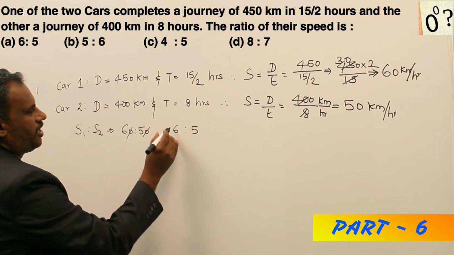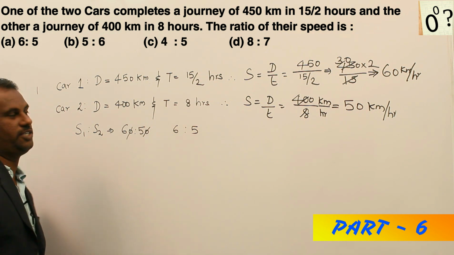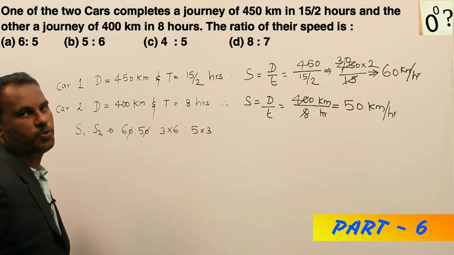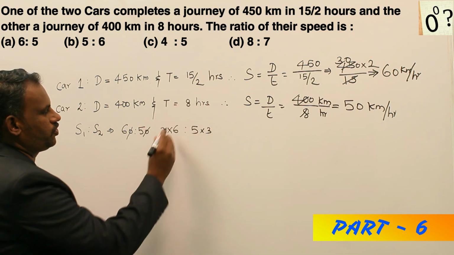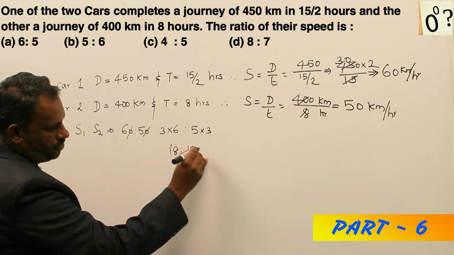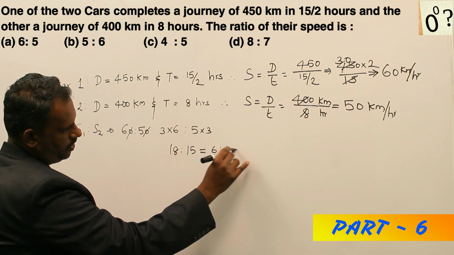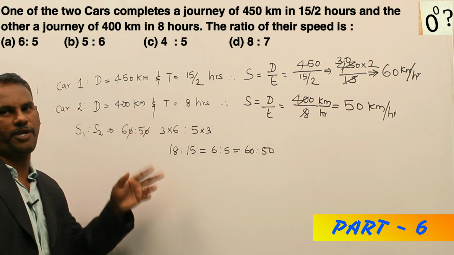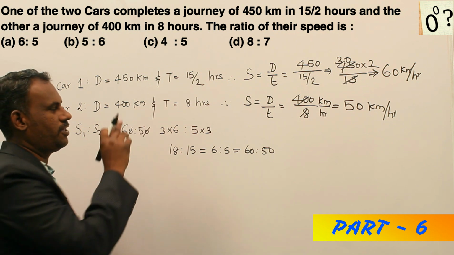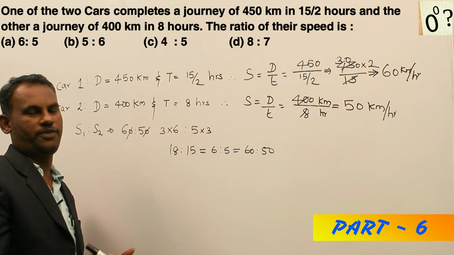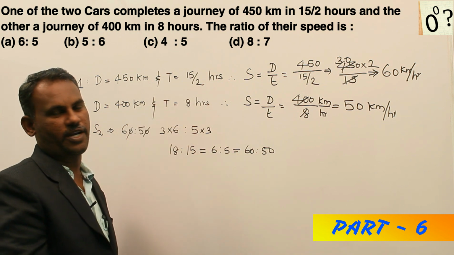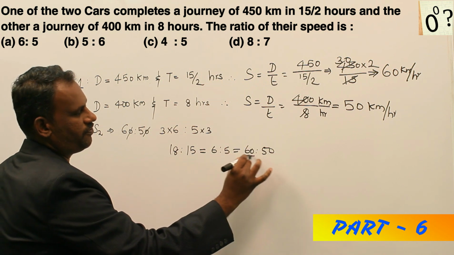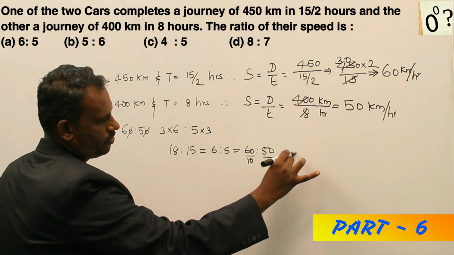We can multiply any number on both sides of the ratio and the ratio will never change. For example, 6 is to 5, if you multiply here by 3, the same number should be multiplied on the other side of the ratio. So 18 is to 15, which is equal to 6 is to 5, which is equal to 60 is to 50. You can multiply or divide by any number on the left side of the ratio, and the same multiplication or division should be applied on the other side too. Suppose you divide 60 by 10 and 50 by 10, which is equal to 6 is to 5.